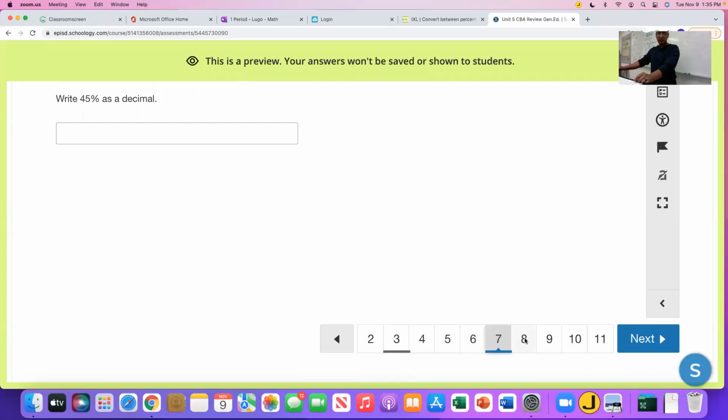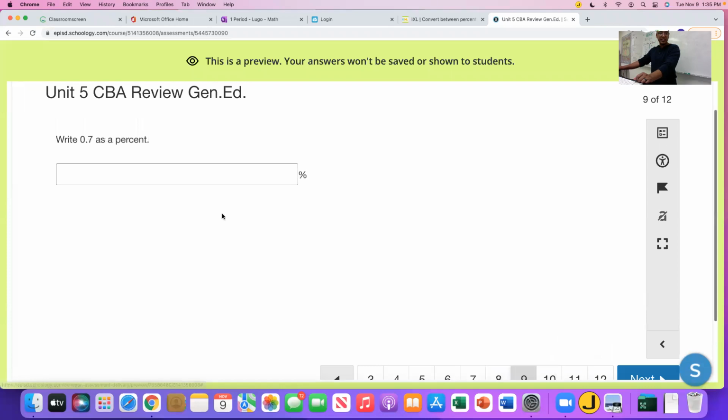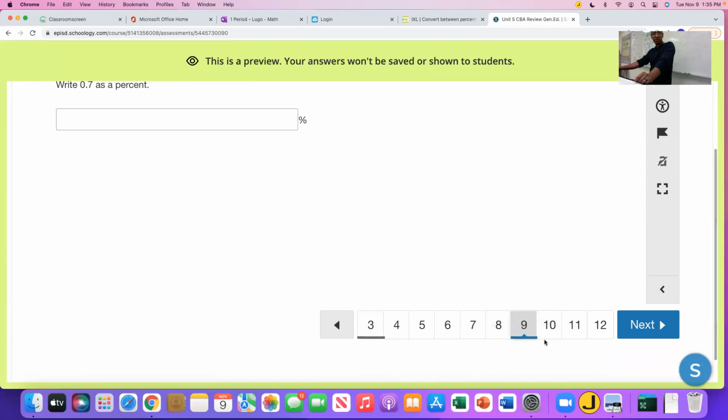Make sure you do the same thing for number 8. And in number 9, we're actually going from a decimal to a percent. It's the same process, just the other way around.